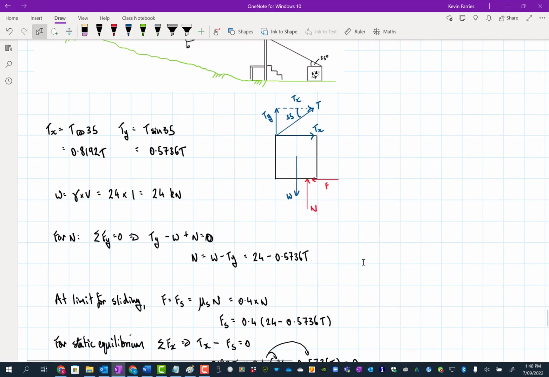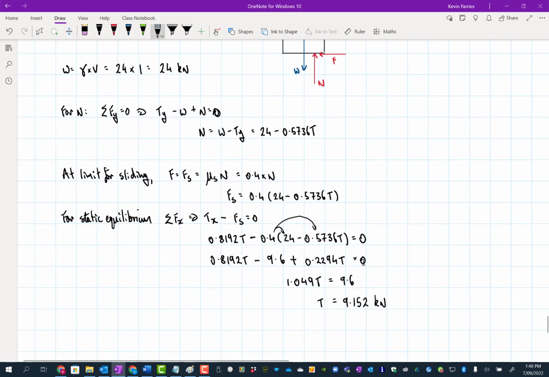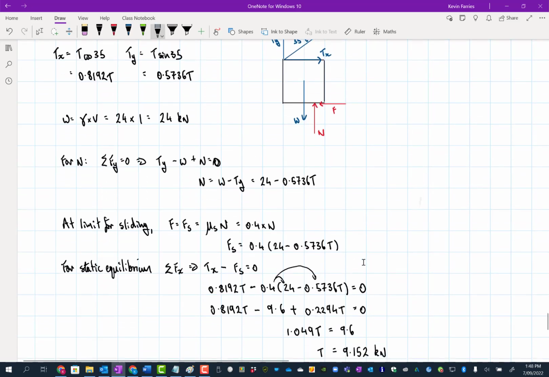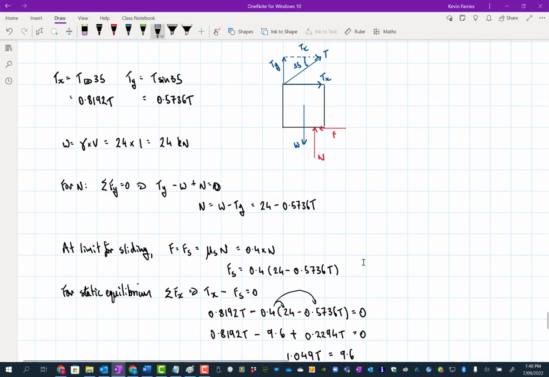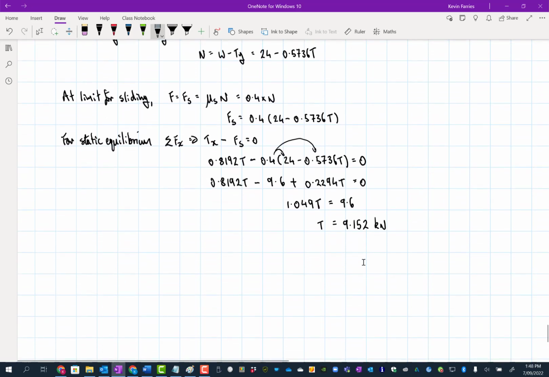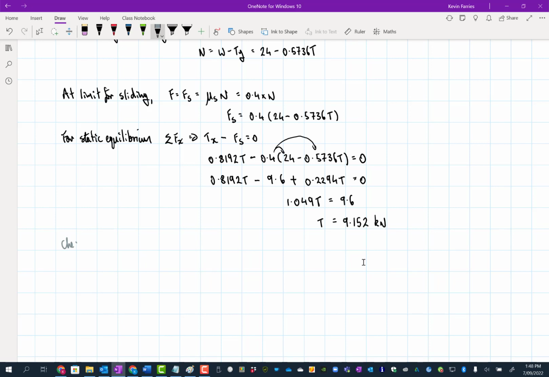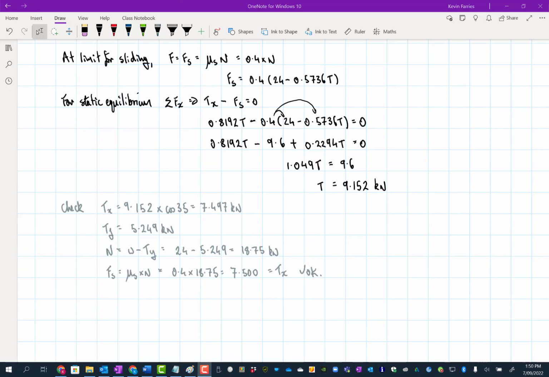So if we assume this value t is equal to 9.152, we'll just check that it works out, and we end up with this value should be the right value. So let me just do a quick check on that using the numbers, and I'll pause it while I'm doing that, then I'll come back. So I've run through a check.